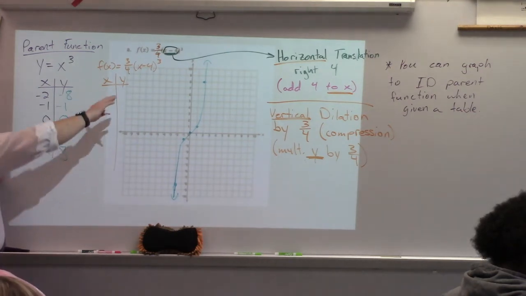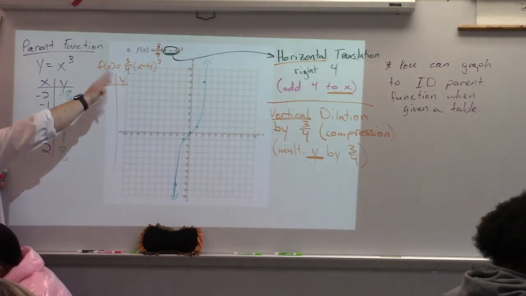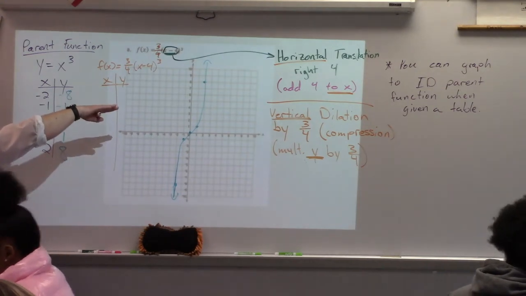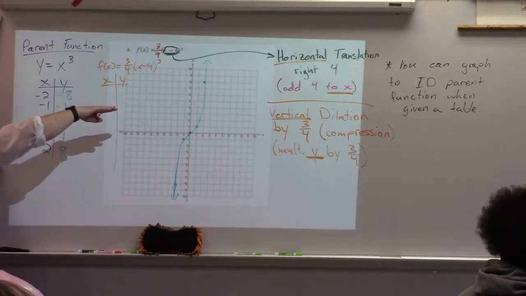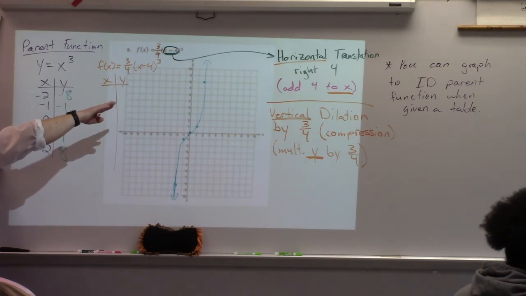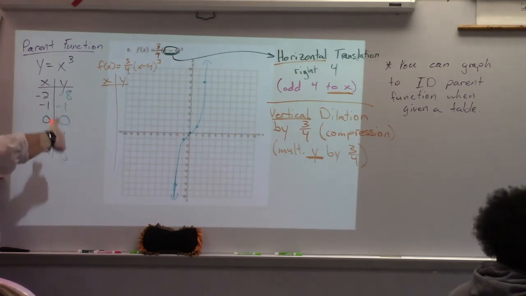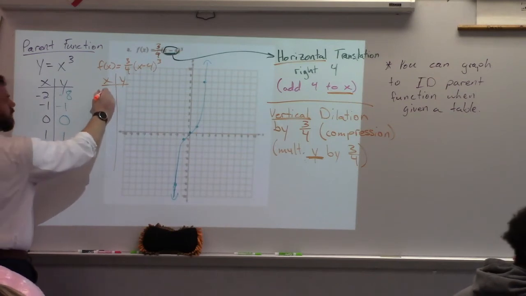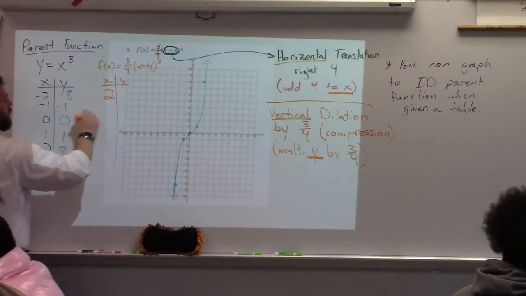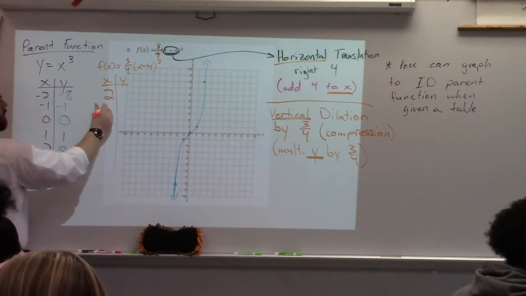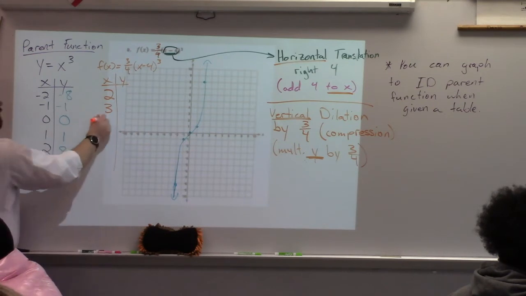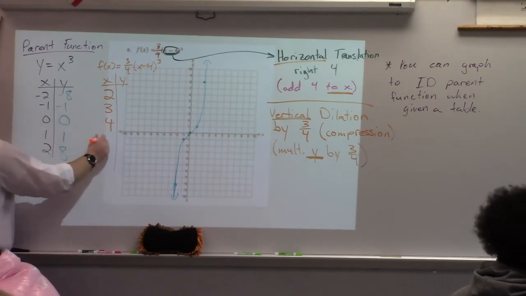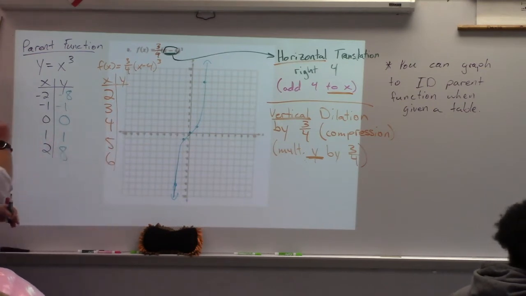Notice, I'm going to do my horizontal translation to the right 4 first, so what's happening to every x? They're going up 4. Be careful about that language. I mean, add 4. Add 4. Because remember, up kind of implies vertical. Yeah, my bad. What's -2 plus 4? 2. -1 plus 4. 3, 0 plus 4. 4. 5. And 6.